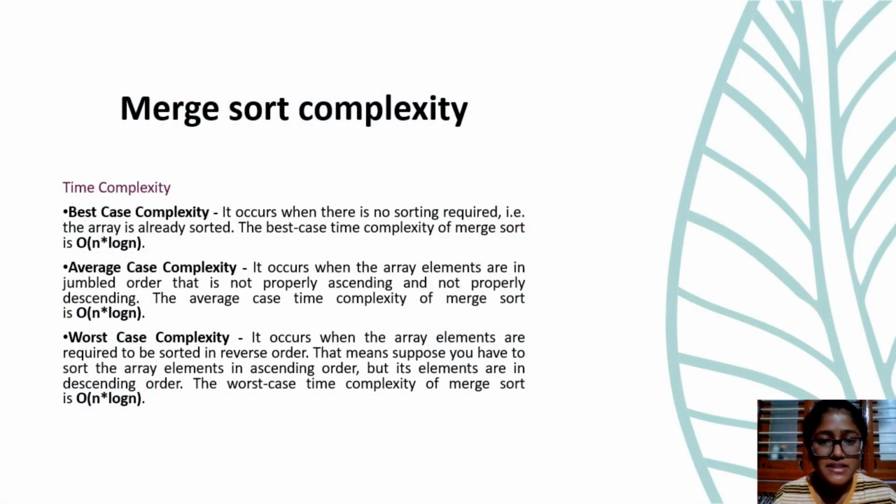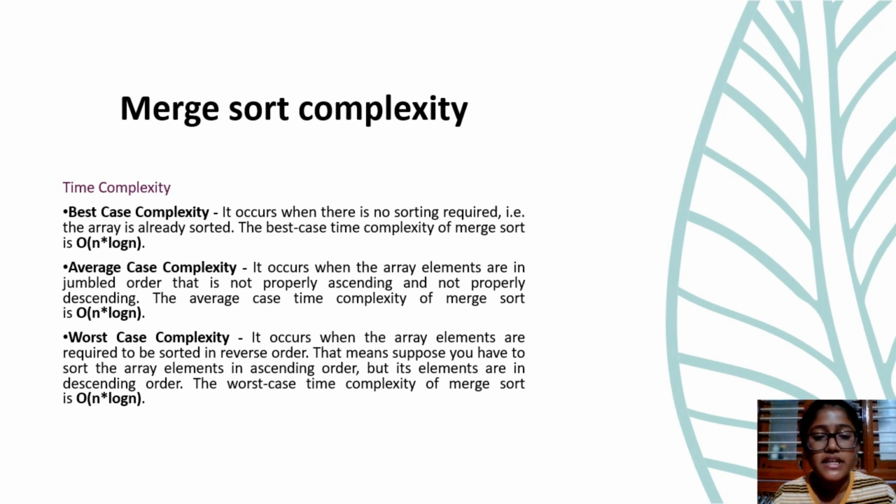Merge sort complexities, that is the time complexity here. Best case complexity, average case complexity, and worst case time complexities are all the same, that is big O of n log n. The best case occurs when no sorting is required, that is the array is already sorted; the best case time complexity of merge sort is big O of n log n.